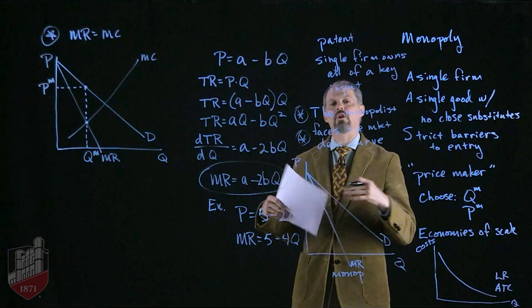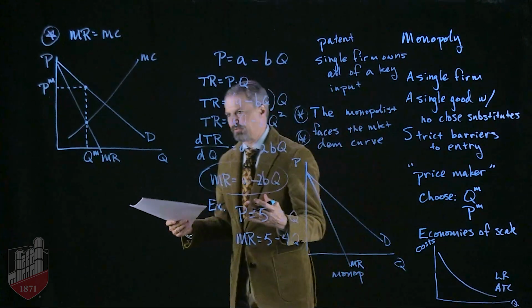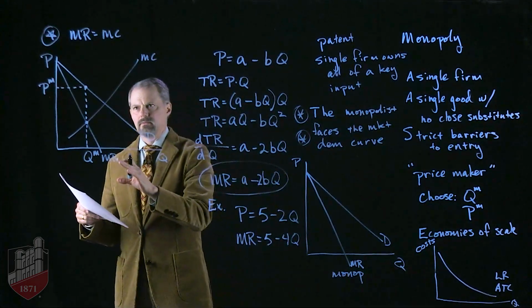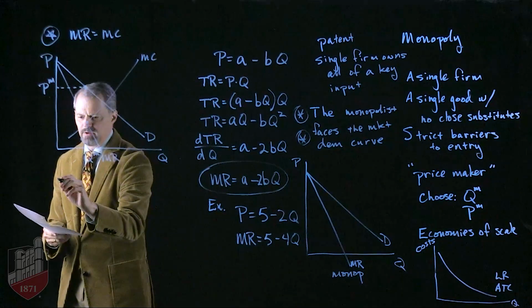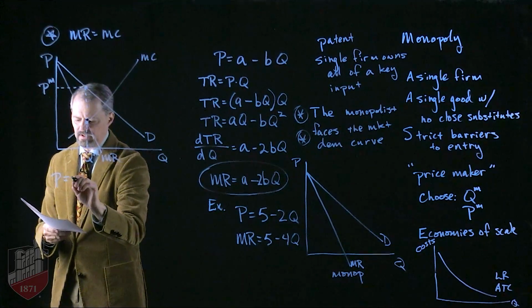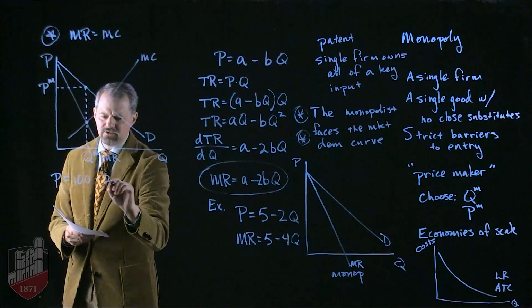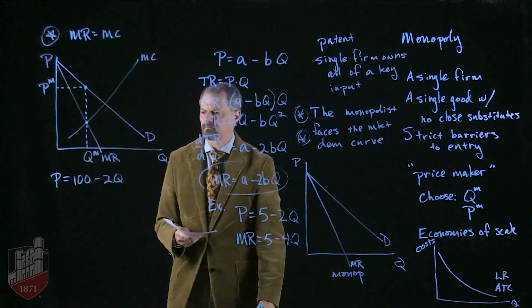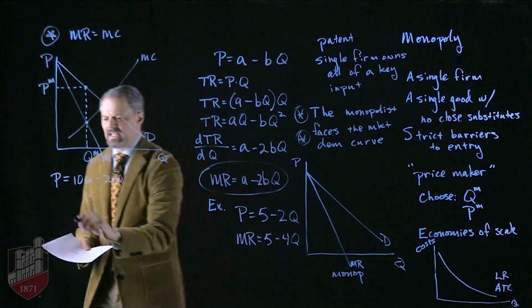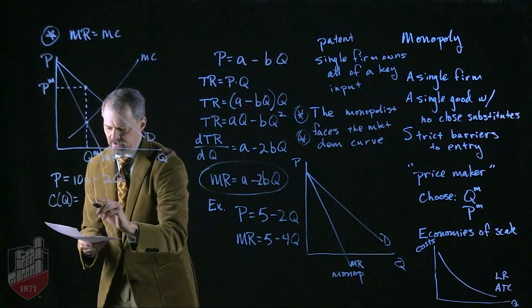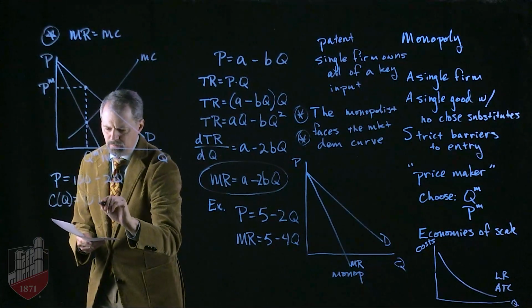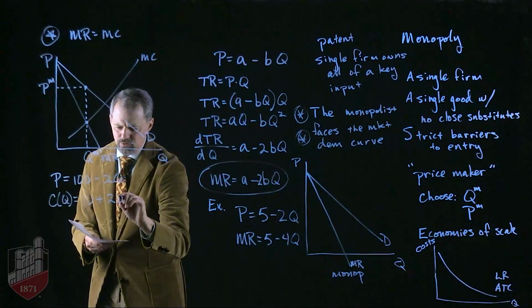So let's just work through quickly a problem. It's easy to work through one of these. Let's just suppose that I gave you a demand curve that looked like this: P equals 100 minus 2Q. And let's suppose I gave you a cost curve. Cost as a function of quantity is equal to 10 plus 2Q.